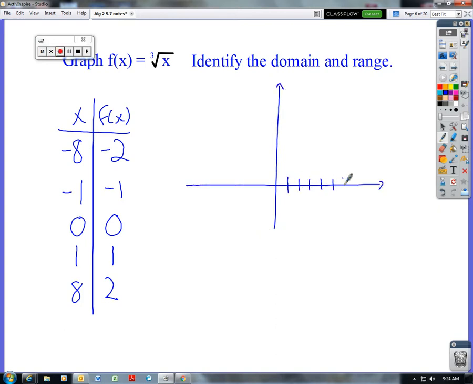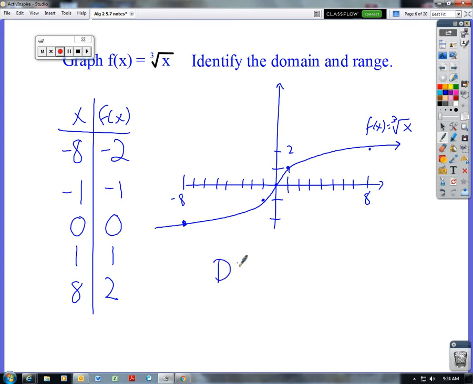1, 2, 3, 4, 5, 6, 7, 8. 1, 2, 3, 4, 5, 6, 7, negative 8. And we only have to really go up to 1 and 2, don't we? So the points are (-8, -2), (-1, -1), (0, 0), (1, 1), and (8, 2). And this is just y equals x cubed flipped on its side. It is the cube root. So that's what it looks like.